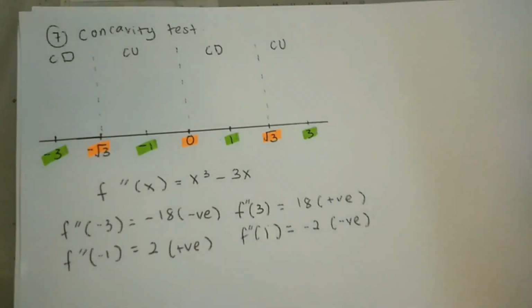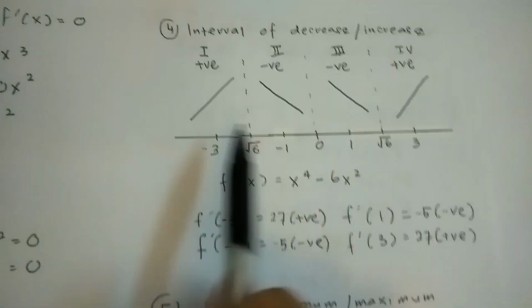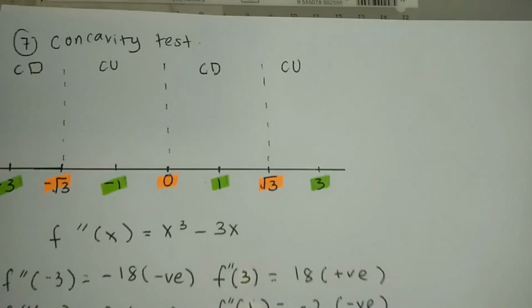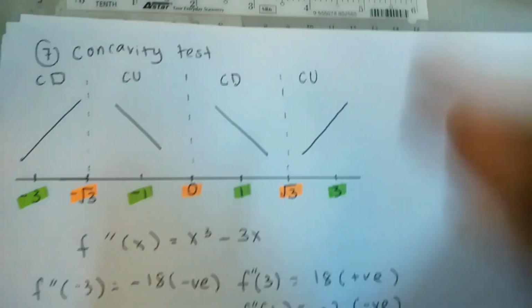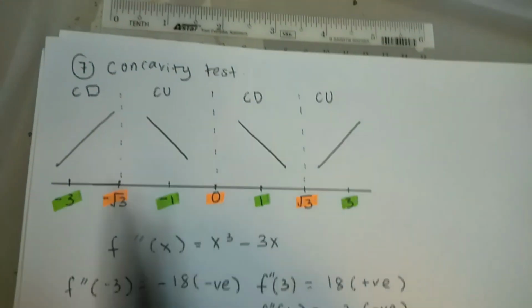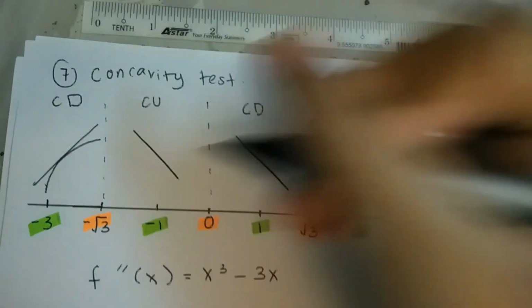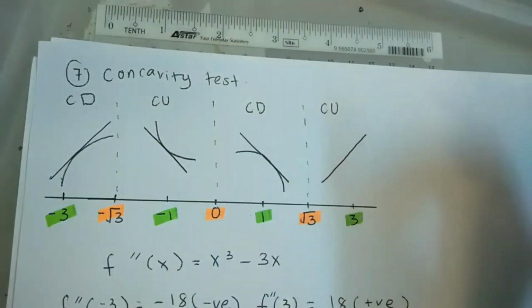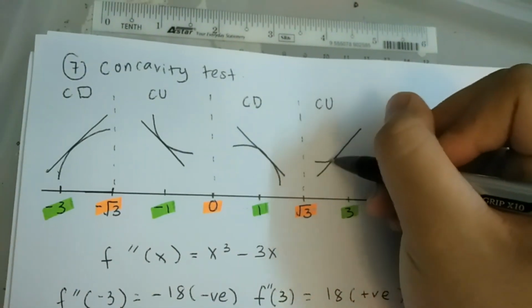Okay, from what we got before, we insert this increase and decrease into the graph. So this graph goes up, down, down, and up. As we know, this is concave downward, so it will be like this, concave downward. Then upward, so it will be like this, then downward, and upward, like this.